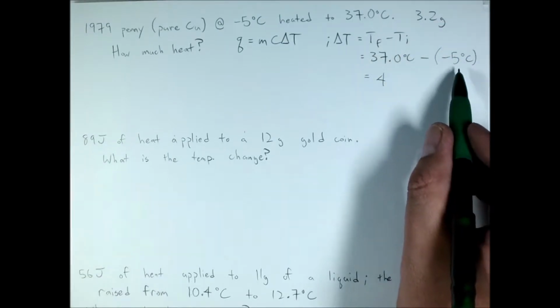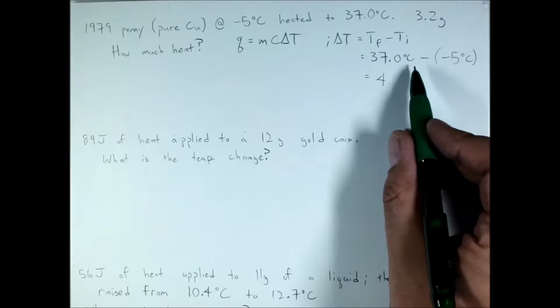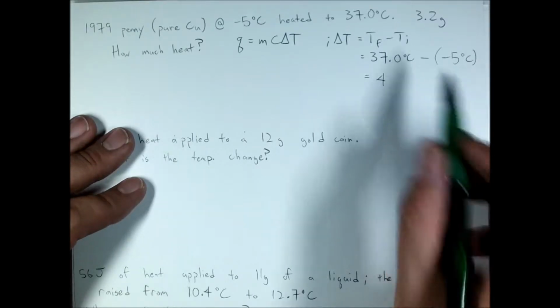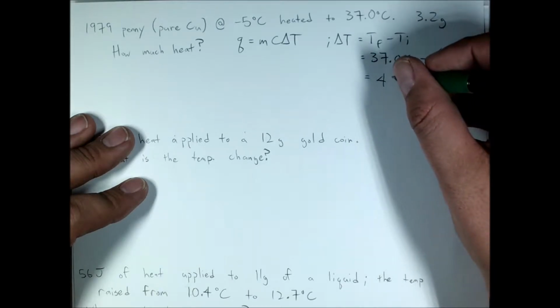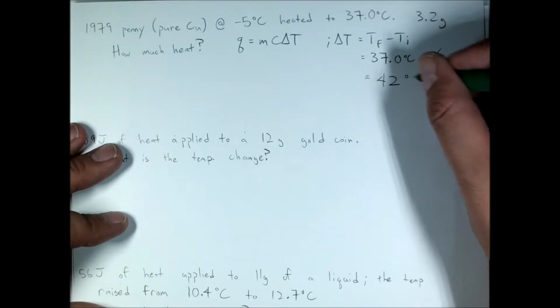So sig figs here, I believe there are only going to be 2. If we're saying that one has 1 sig fig, no decimal places, and this one has 1 decimal place, our final answer should have no decimal places. So the difference here is 42 degrees C.